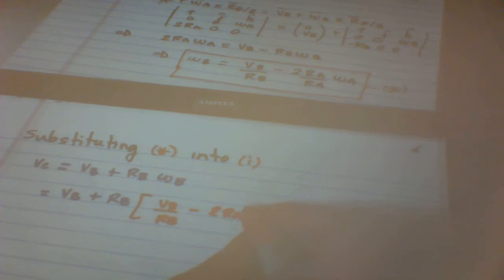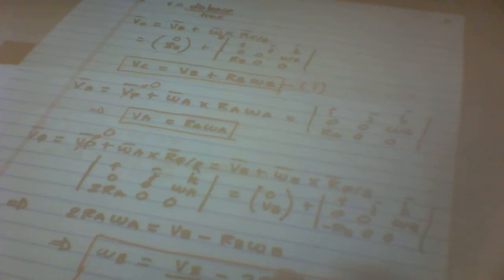So what do we have? Let me go blue now. This one: VC equal to VB plus R sub B omega B, so it will be equal to VB plus R sub B times VB over R sub B plus 2 R sub A. Oops, here I made a mistake. What should be here dividing? It should be R sub B, no? Dividing here. Yes.